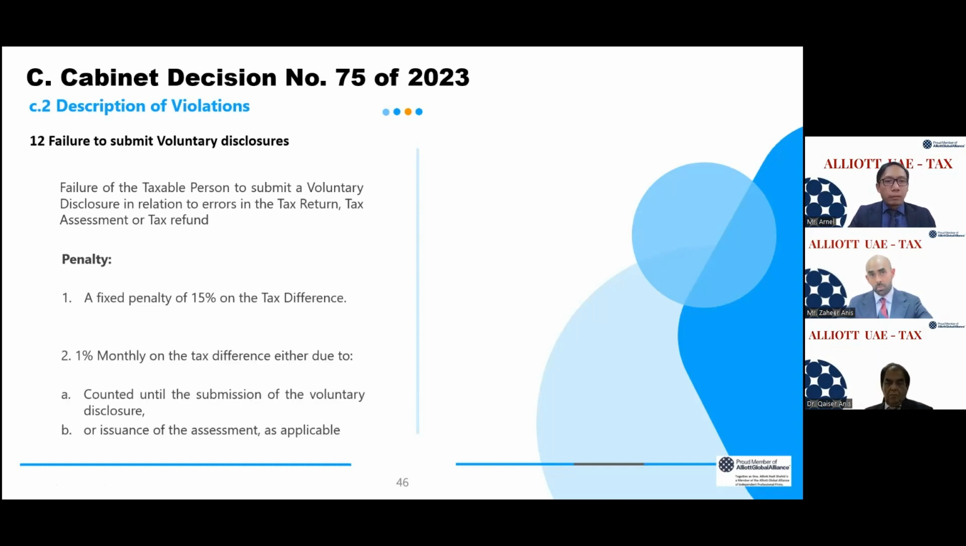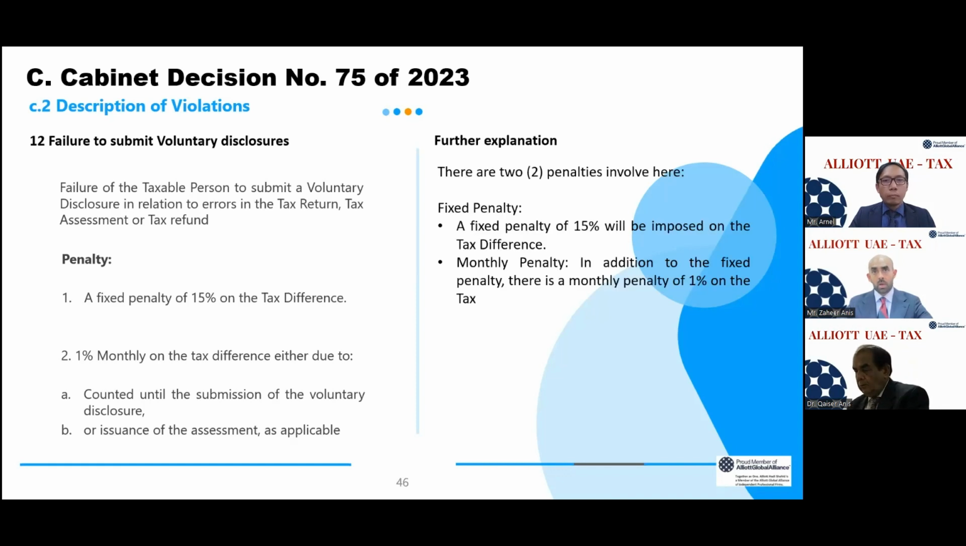There also is a 1% monthly penalty on the tax difference, counted until the submission of the voluntary disclosure or the issuance of the assessment, as applicable. So that's the timeline they will use to compute the 1% monthly. Now, explaining this further, there are two penalties involved here. You're getting a fixed penalty of 15%, which should be imposed on the tax difference, and then a monthly penalty in addition to the fixed one, and that is 1% on the tax.